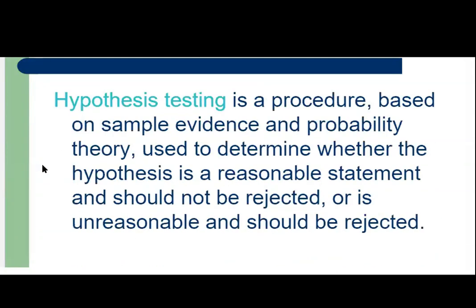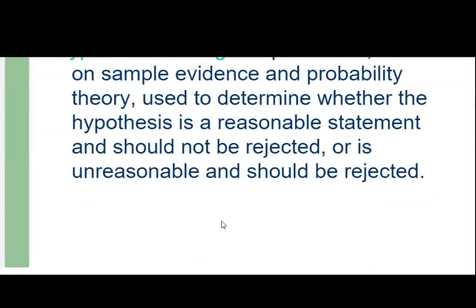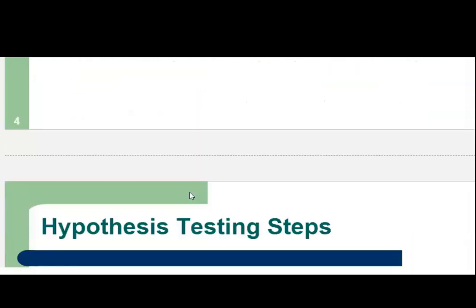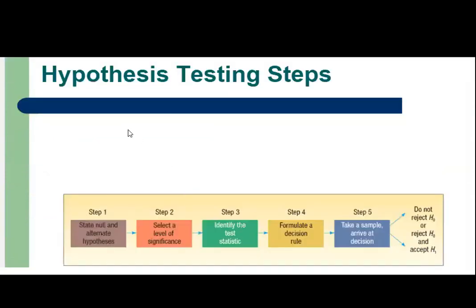And hypothesis testing is the procedure, based on sample evidence and probability theory, used to determine whether the hypothesis is a reasonable statement and should not be rejected, or is unreasonable and should be rejected. So these are the steps of hypothesis testing in general. We always start with stating the null and alternative hypothesis. So we will say what our hypothesis is.